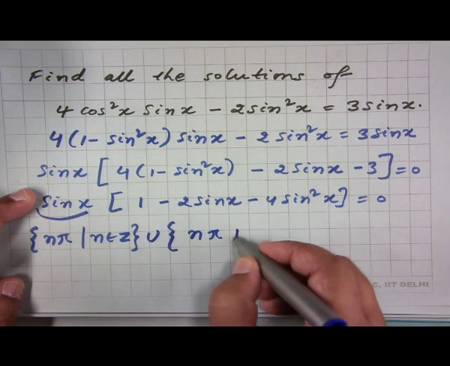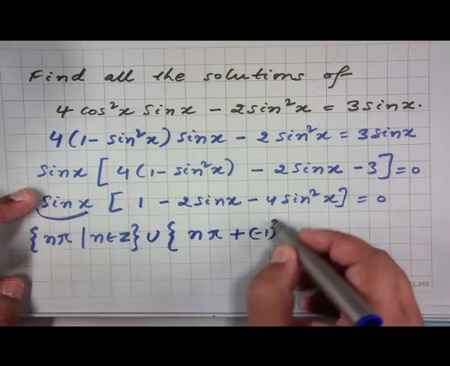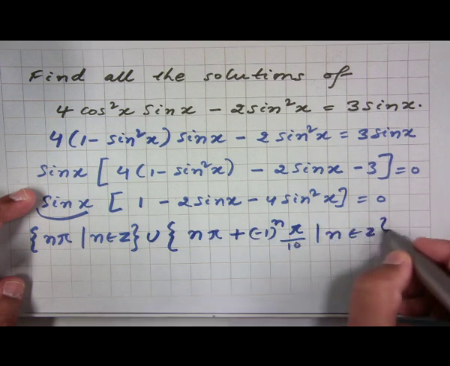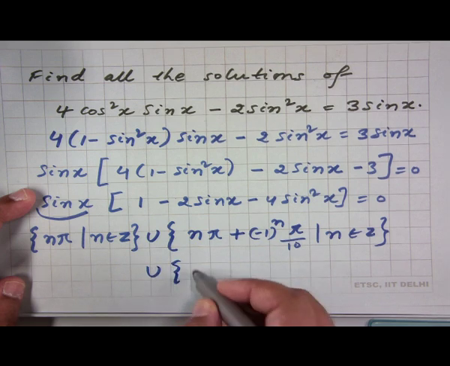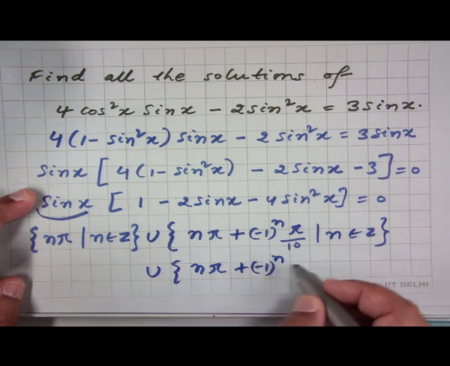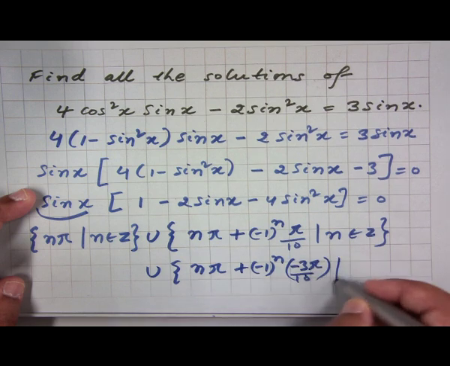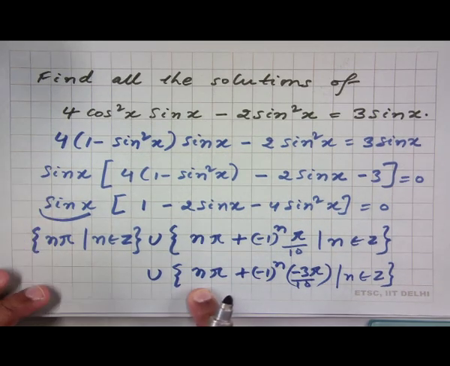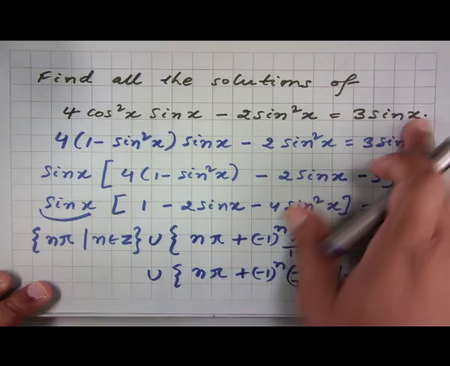n pi plus minus 1 to the power of n pi over 10, n being integers, union n pi plus minus 1 to the power of n into minus 3 pi by 10, again n being integers. So, this is the general solution set to this trigonometric equation.